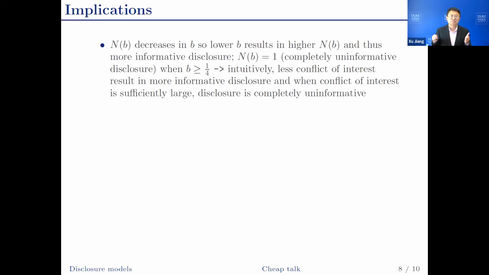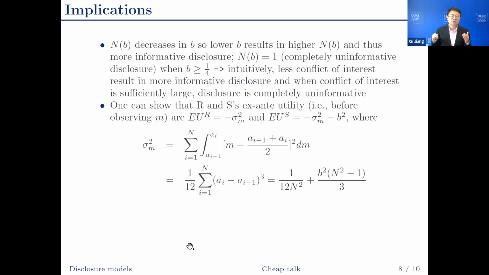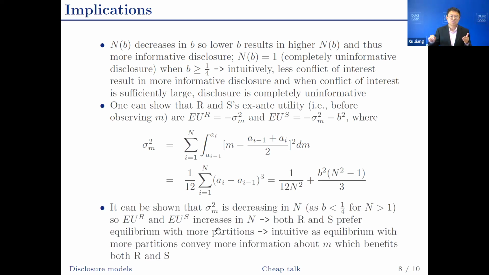This result is very intuitive. Less conflict of interest results in more informative disclosure. If the conflict of interest is sufficiently large, there can be no informative disclosure. We can also show that the receiver's and sender's ex ante utility is increasing in N, which means that both receiver and sender prefer equilibrium with more partitions. This is also intuitive because equilibrium with more partitions conveys more information about M. And this information is going to benefit both the receiver and the sender ex ante. Before I know anything about M, I still prefer more information about M.